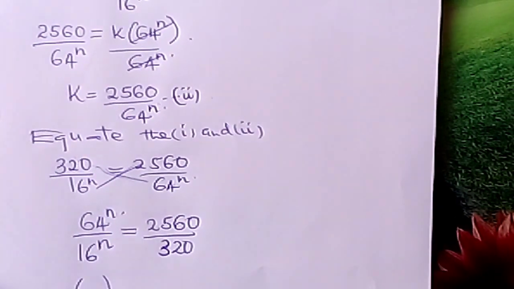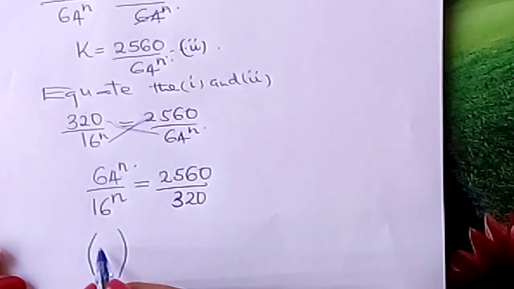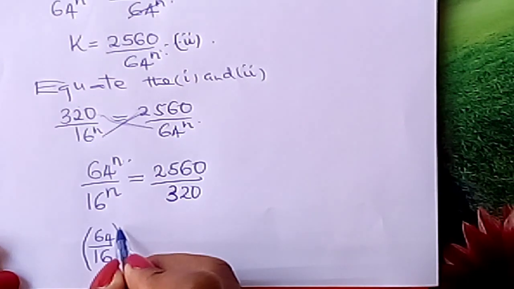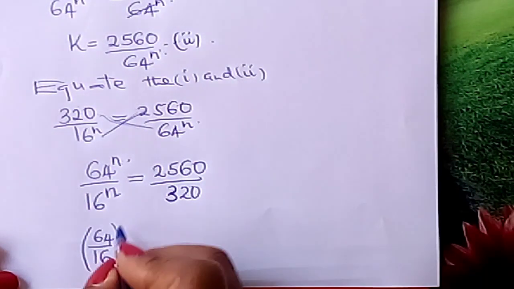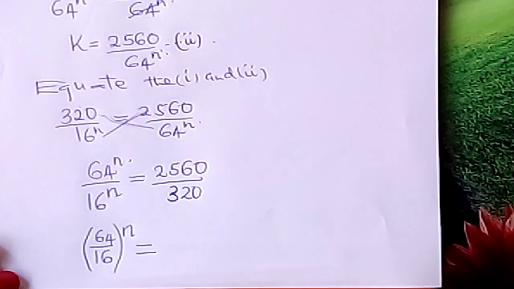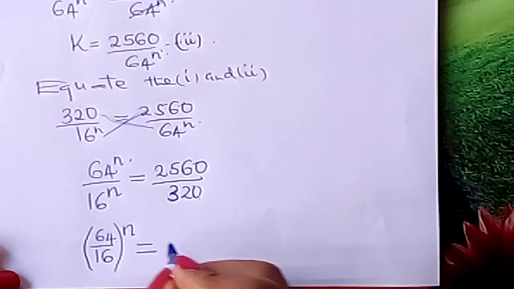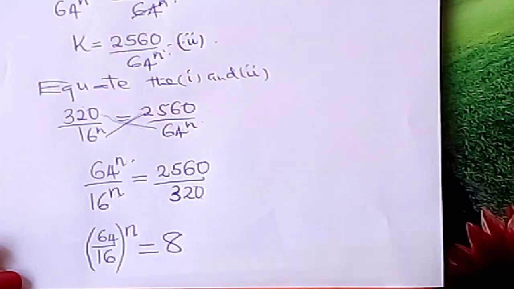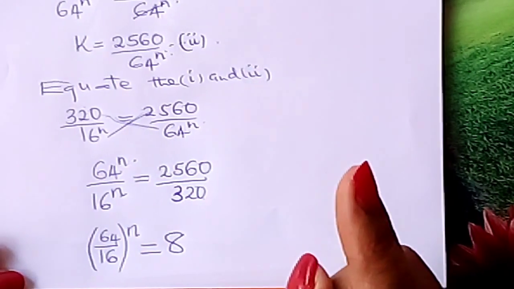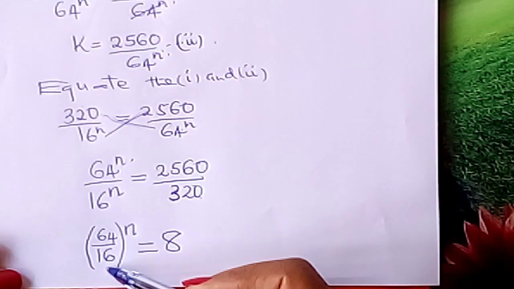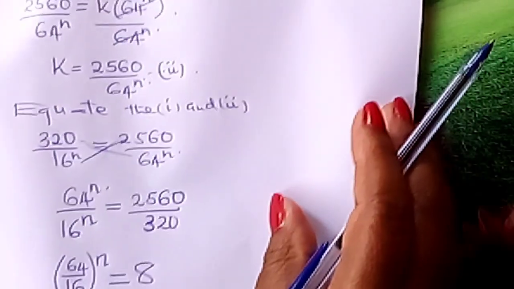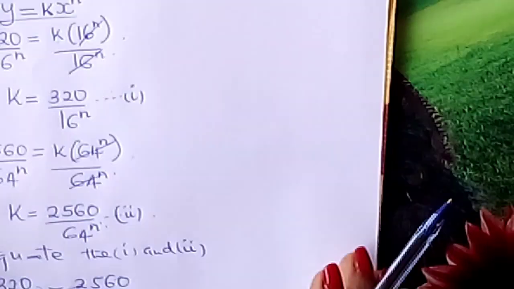From there, learner, we have 64 raised to n over 16 raised to n. You can write it as 64 over 16 raised to power n, since both of them are raised to n. So 64 over 16 raised to n is equal to what? Dividing 2560 by 320 gives you 8. You write them raised to the same power, n. Working out 64 over 16, you get 4.